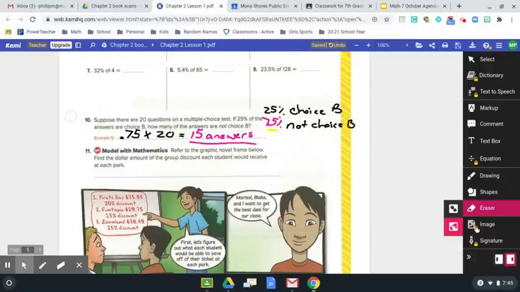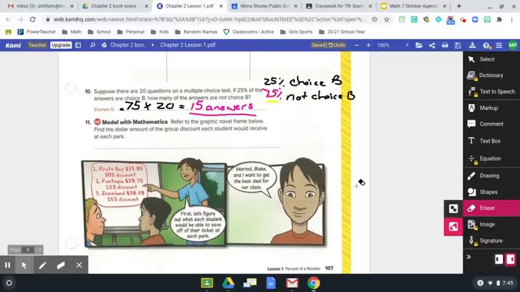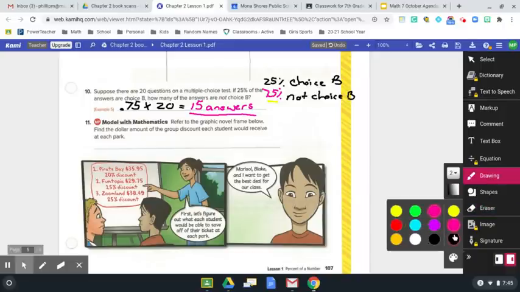Okay, so let's try one more. Let's look down at number 11. And on this one too, we're going to stick with doing the decimal format. So we're going to take a look at this graphic here, and we're going to find the dollar amount of the group discount each student would receive at each park.